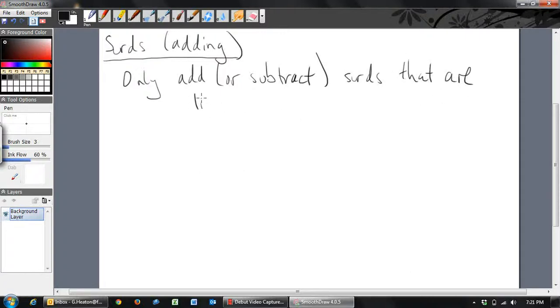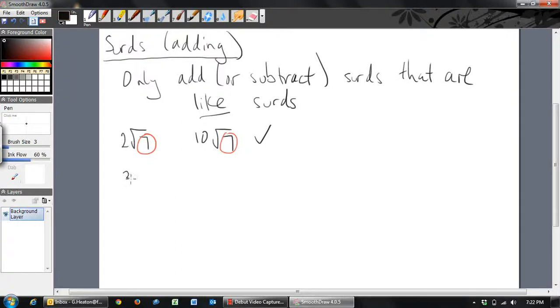that are like surds. Okay, and what like surds are, they have the same number underneath the square root sign. So 2 root 7 and let's say 10 root 7, we can add those. Yes, we're allowed to. They're like surds because they have the same number underneath the square root sign.